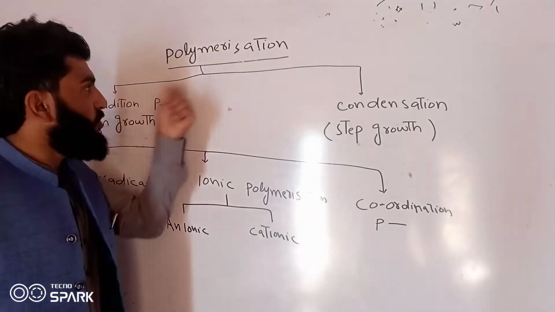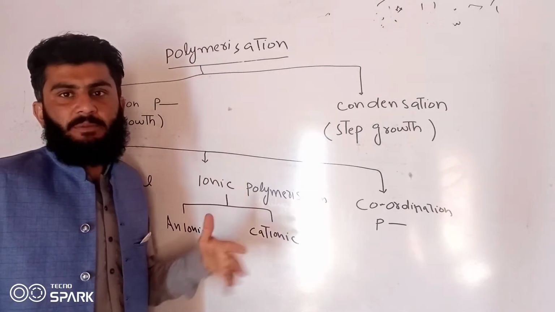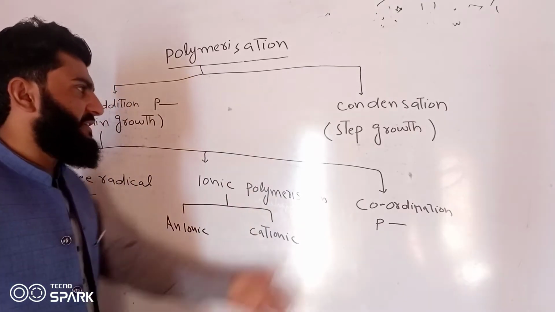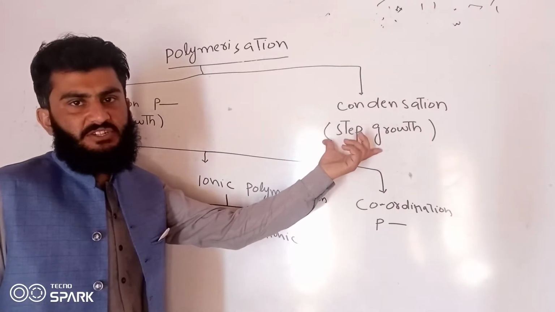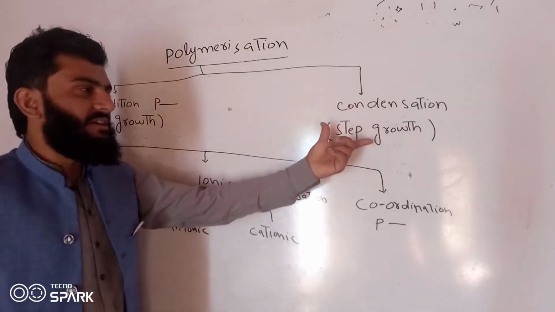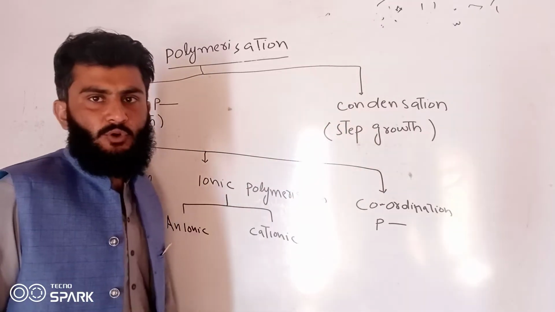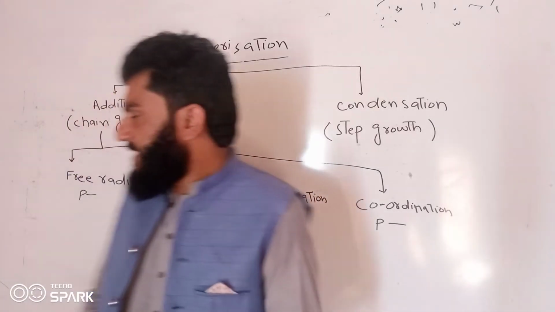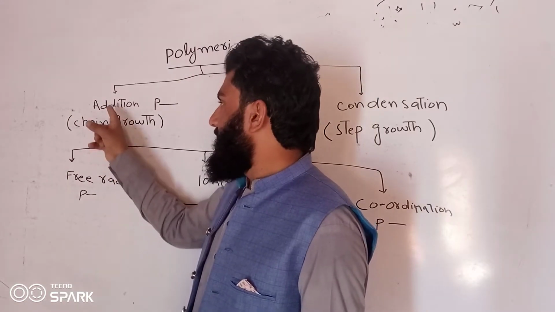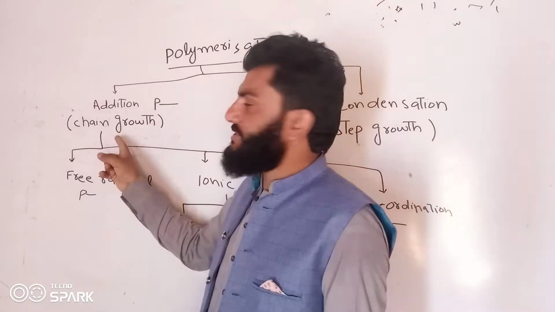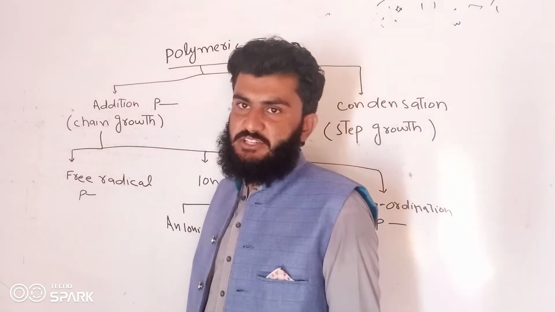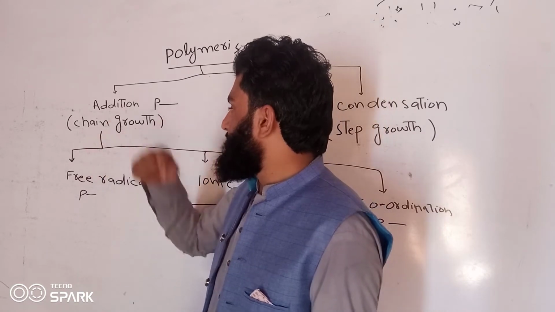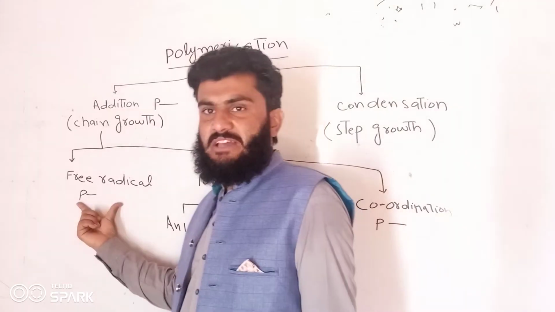So we can classify polymerization into two main groups. The first one is condensation polymerization, and the other name of condensation polymerization is step growth polymerization. The other one is addition polymerization. The other name of addition polymerization is chain growth polymerization.